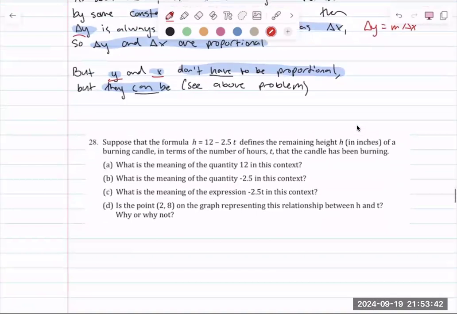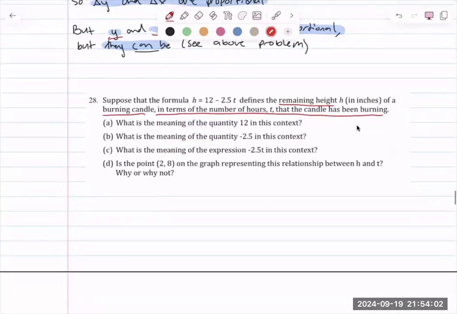Okay, a good practice problem is number 28. We're supposing that this formula, h equals 12 minus 2.5t, is defining the remaining height, h in inches, of a burning candle. So this is the remaining height of a burning candle in terms of the number of hours that the candle has been burning, right? So what is the meaning of 12 in this context? Well, that's just going to be the initial height of the candle, right? After no time has passed, when we just light it, this is the initial height of the candle.